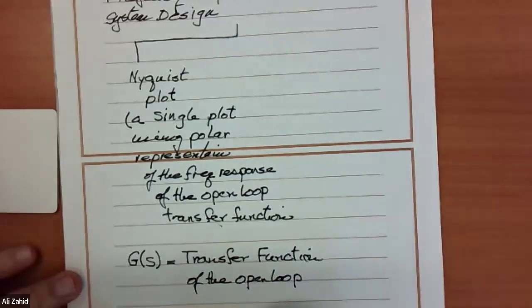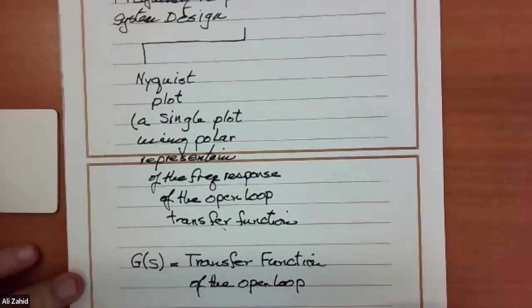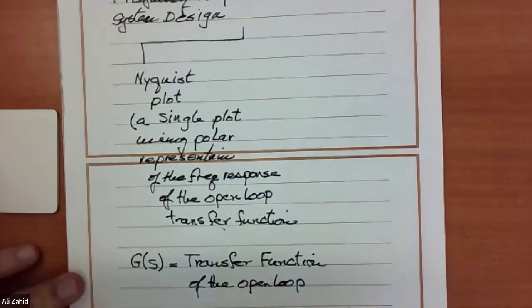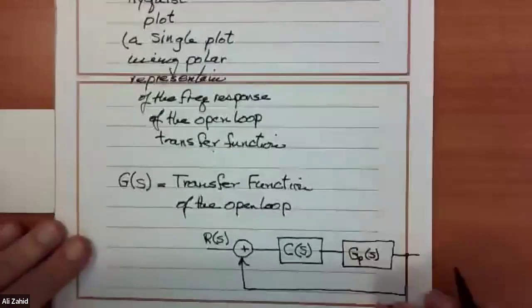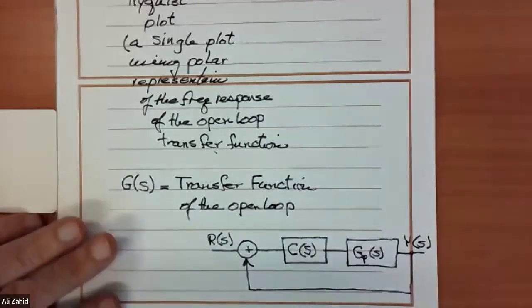Now, what does that mean? We have G of S, which is a transfer function of the open loop. The loop looks like this, by the way, the analog system. This is C of S, which is the controller. This is the plant, which is G P of S. And we have a unity feedback system. This is R of S. This is Y of S, the output.